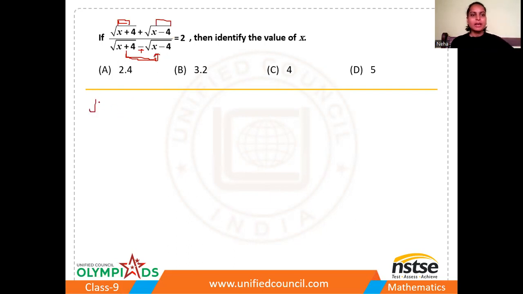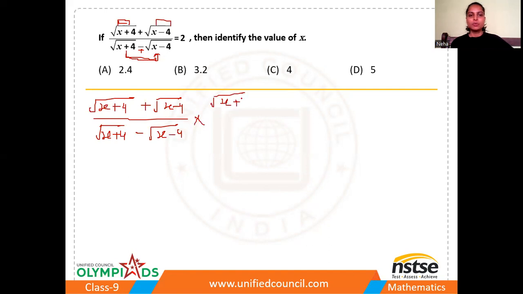Okay, now let me write basically what I'm saying. First of all, I'm writing the term as it is. Okay, and this is square root of x plus 4 minus square root of x minus 4. So I am just multiplying the term with square root of x plus 4 minus square root of x minus 4. Okay, and square root of x plus 4 plus square root of x minus 4. Okay, so here you have minus and I change the sign with the plus. That's it. Okay, now what we will do?